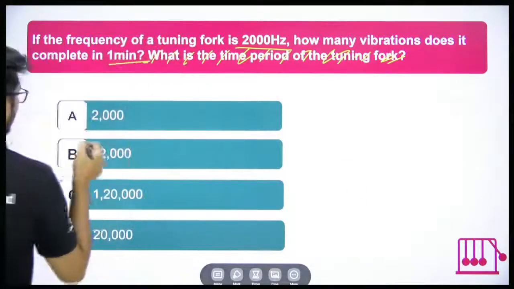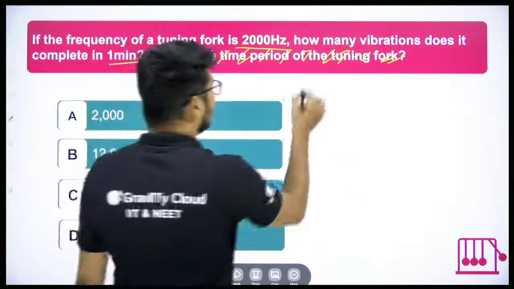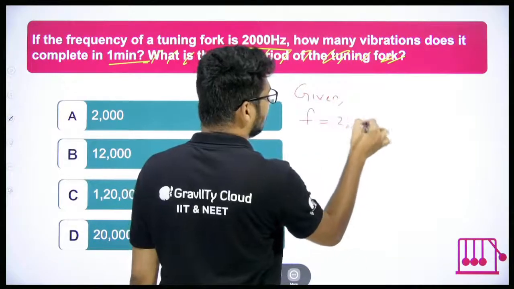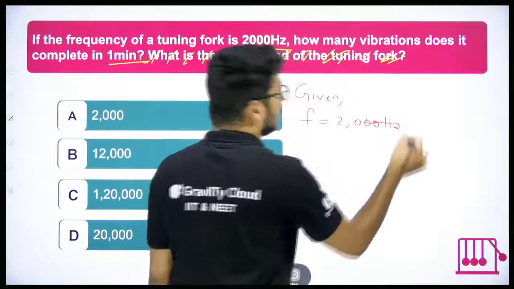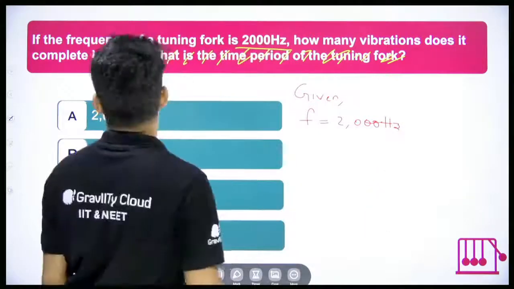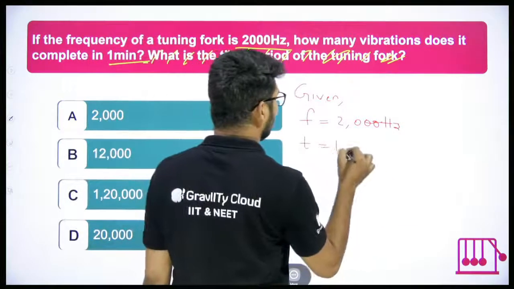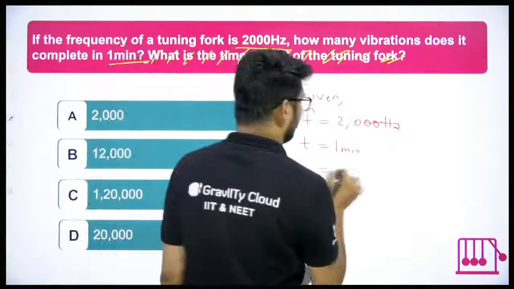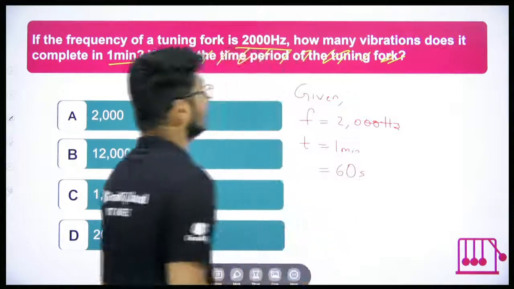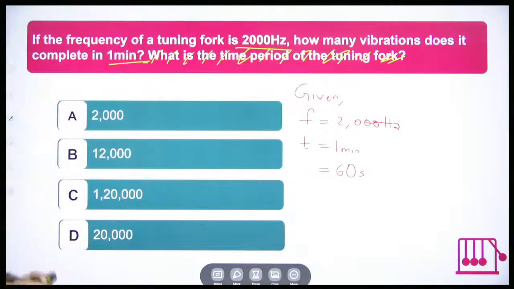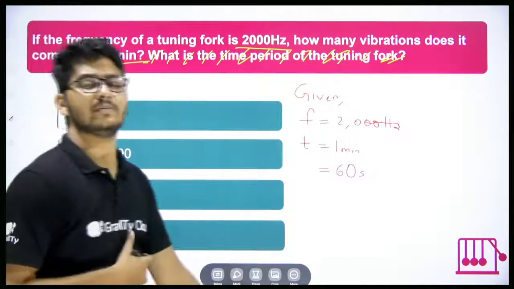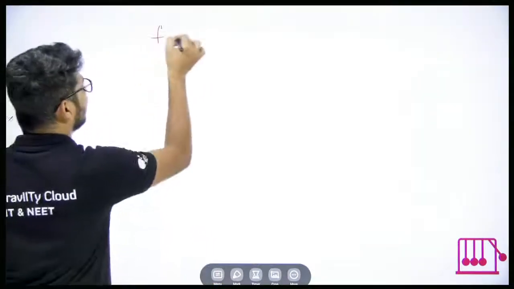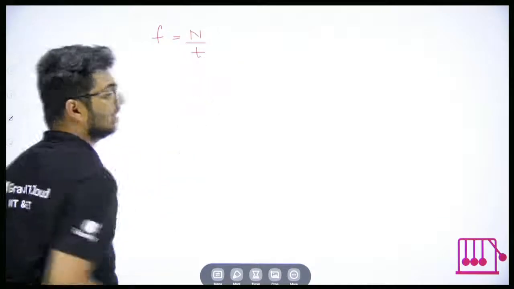So let me write down the given information and let's use it. Given information is frequency is equal to how much? 2000 hertz. Then time is given as how much? 1 minute. See, minute. We have to convert that into seconds. So 1 minute is 60 seconds. And we have to find out how many vibrations does it complete. The total number of vibrations. How do we do that? We can directly use the formula. Frequency is equal to capital N by T.